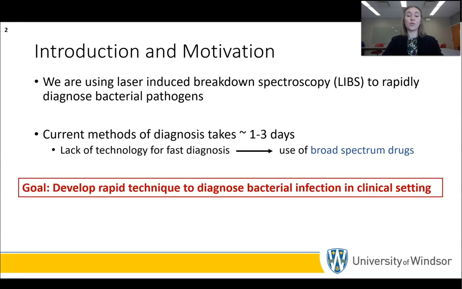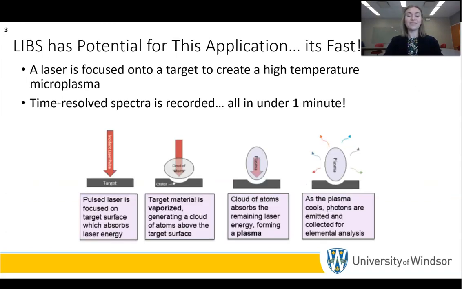Our goal then is to use LIBS to develop a rapid bacterial diagnostic technique for use in the clinical setting. Rapid characterization of the infection will reduce the use of broad-spectrum drugs, thereby lowering the rate of antibiotic resistance, and due to the speed of the technique will improve patient outcomes, lower death rates for deadly bacterial diseases, and improve clinical wait times. LIBS has enormous potential for this application because it is extremely fast.